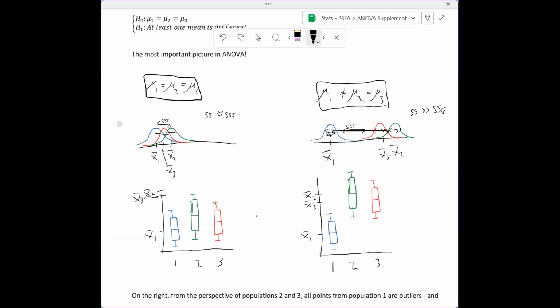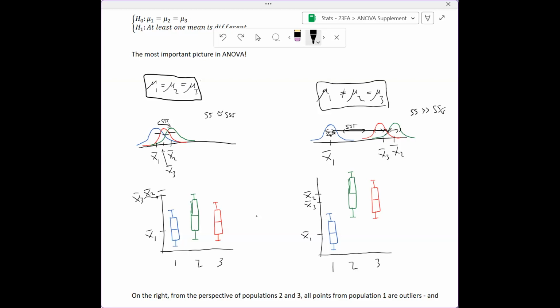On the top left example, relative to population one, the data from populations two and three don't really seem to be outliers. The same could be said from population two's perspective of one and three, or three's perspective of one and two. Nobody really sees the others as outliers. But on the top right picture, from the perspectives of samples or populations two and three, basically all of the data from sample one, or the result in X bar one, looks like an outlier to samples two and three.